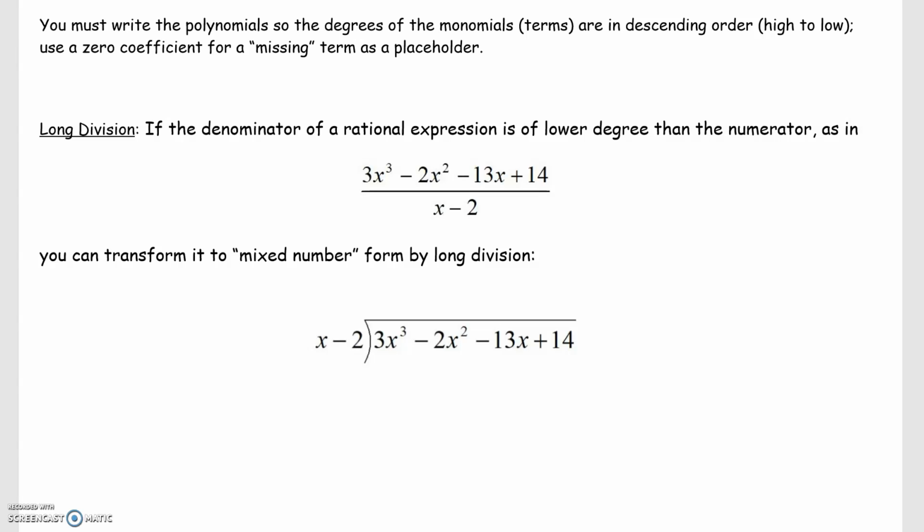Now, when we're working with long division, if the denominator of the rational expression is lower degree than the numerator, as in this equation right here, when we have x to the third divided by x to the first, you can transform this into a mixed number in the form of long division.